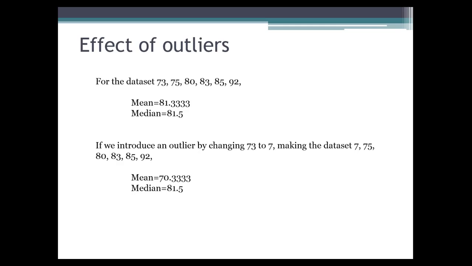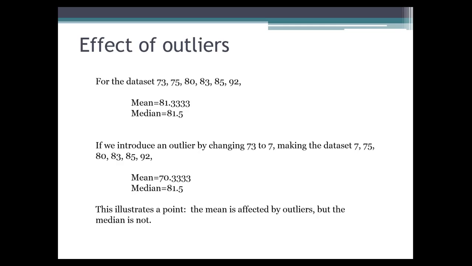Now if we were to change the lowest data point, 73, to 7, meaning that we're changing the lowest point to be an outlier, then look what happens to the mean and the median. The median is not affected at all. However, the mean changes from 81.3 to 70.3.